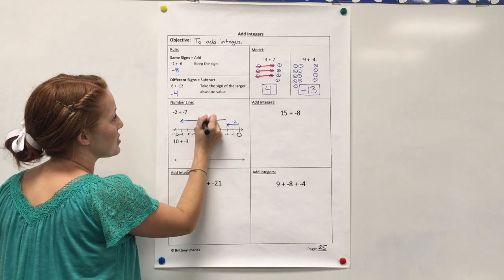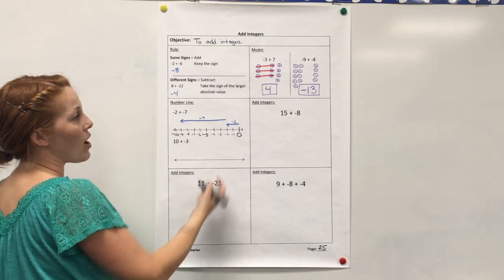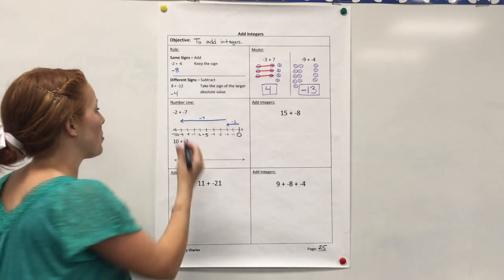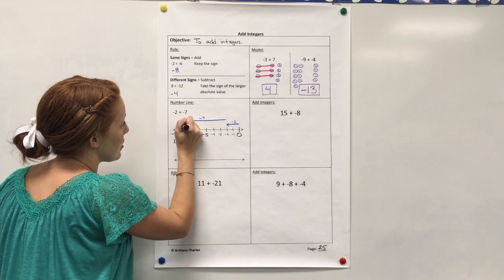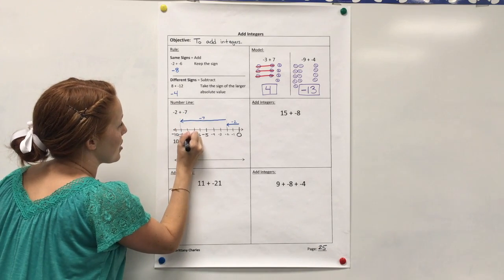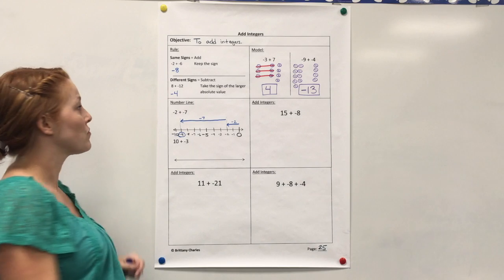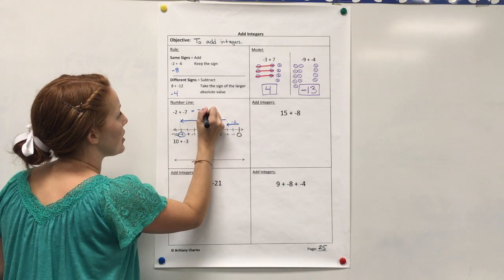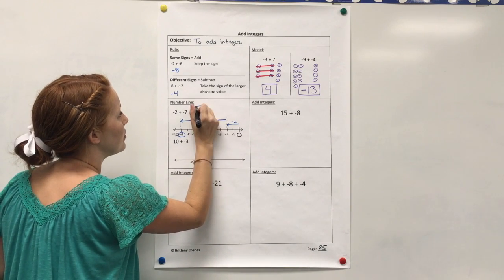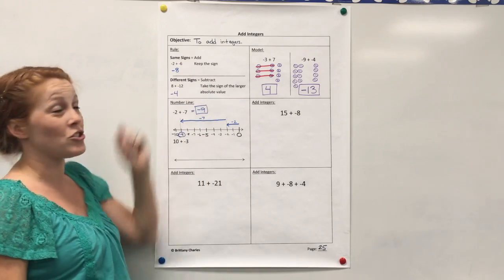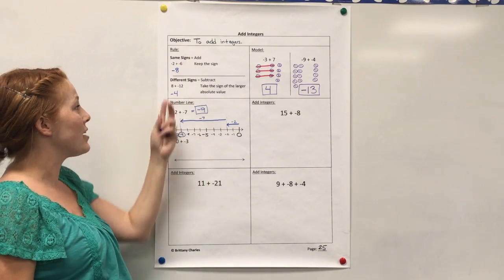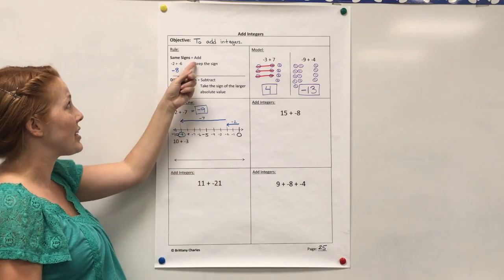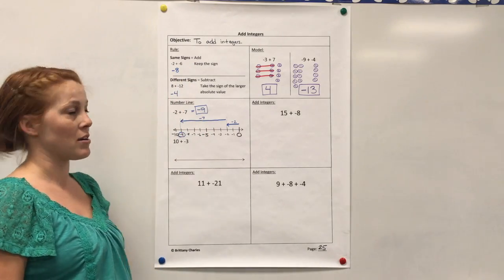Okay, and I'm going to label this -7. Now I can look and just see, where did I end up? Well, that looks like I ended up right here at -9. So this would be equal to -9. And again, I can look at the rule and check this. Same signs add, 7 plus 2 is 9, and keep the sign, so it's going to be -9.